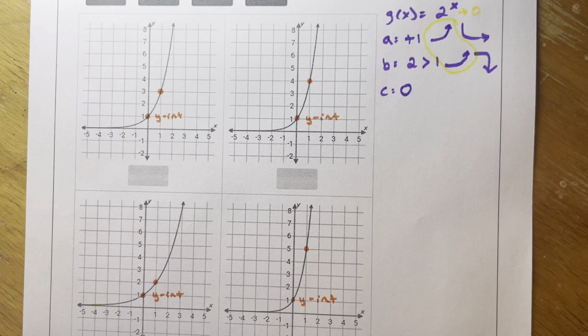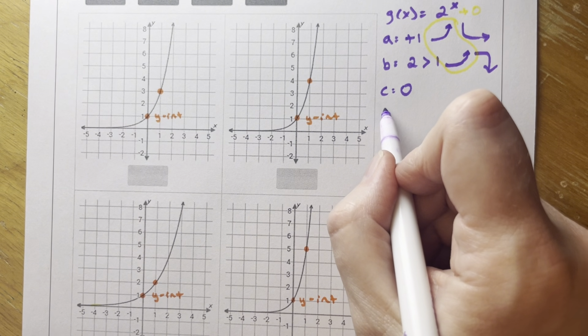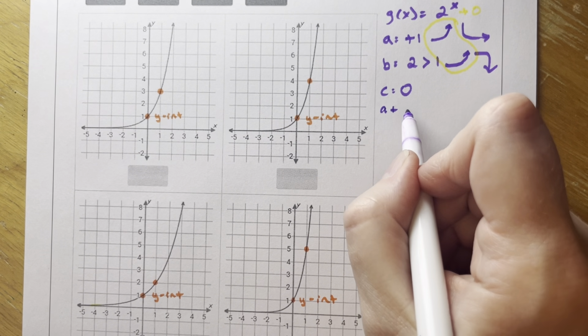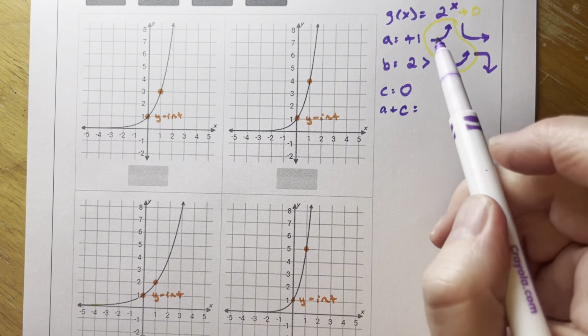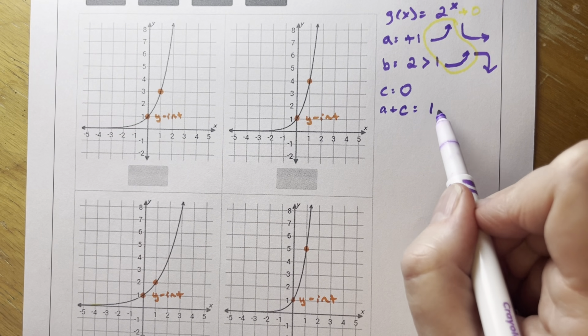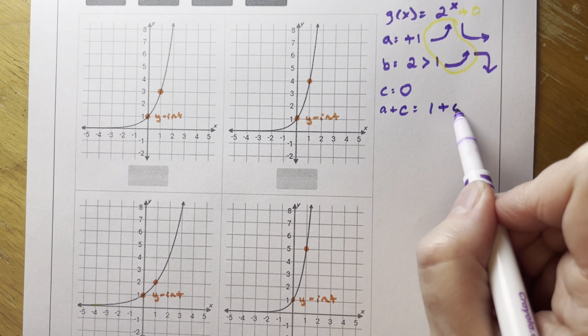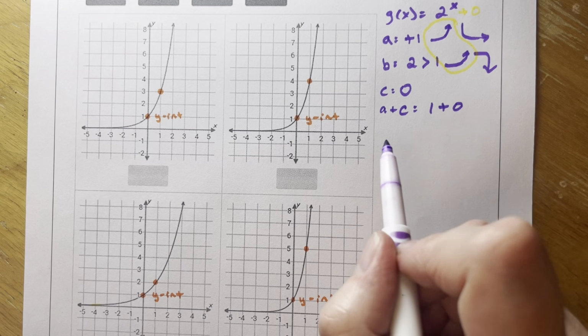So this is where our horizontal asymptote would be if we were asked to graph it. So we continue this process by now adding A plus C. So my A value was a positive 1. My C value is 0. Why do we do this?